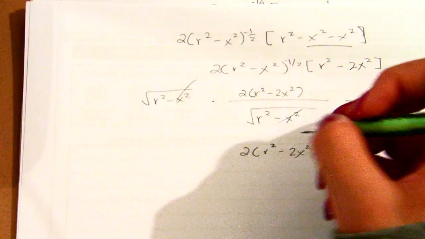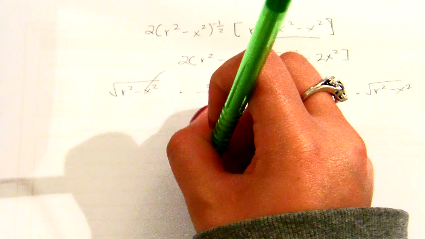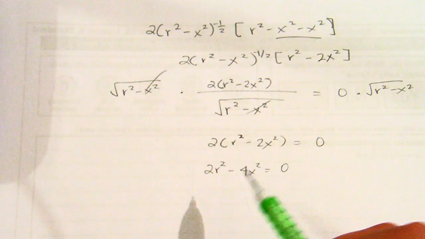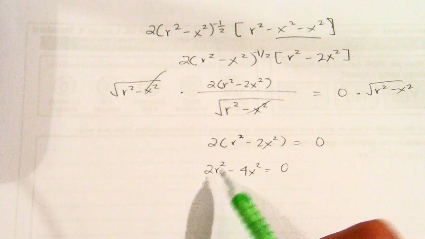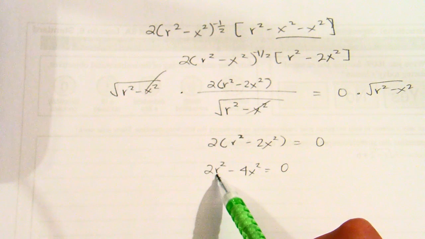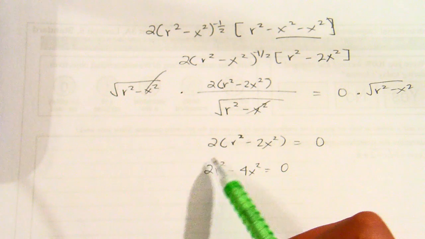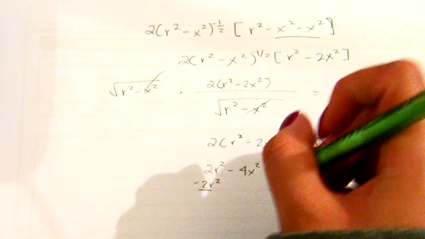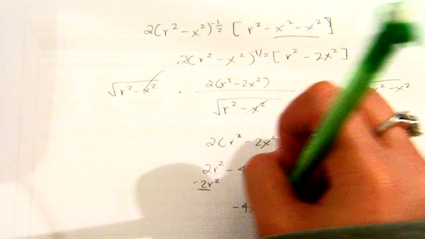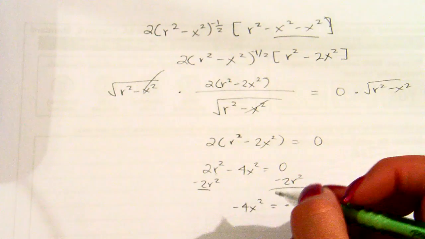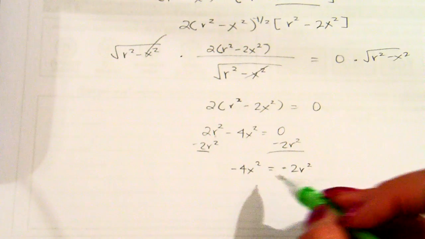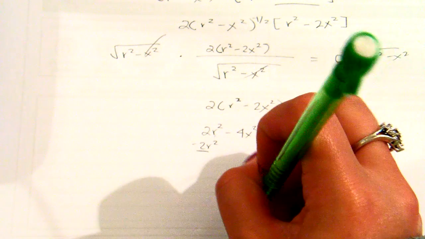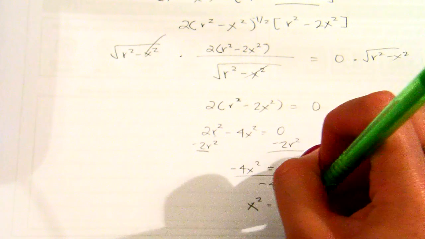So we can go ahead and distribute the 2. So we get 2r squared minus 4x squared equals 0. And before I mentioned that r is our radius, and we know our radius is 5. So if you would plug in 5 here, you would just get a number. So you could go ahead and subtract this. And since we're initially trying to find x, we could divide by negative 4 to get x by itself. And we get x squared equals 1/2 r squared.